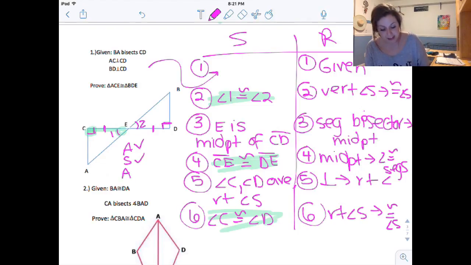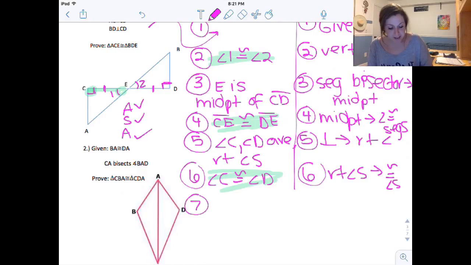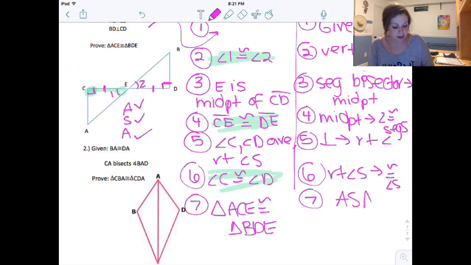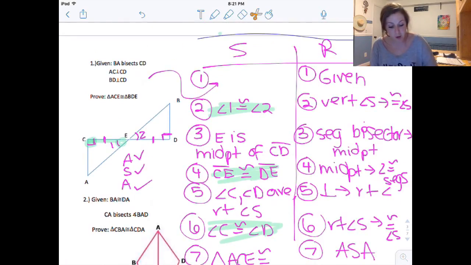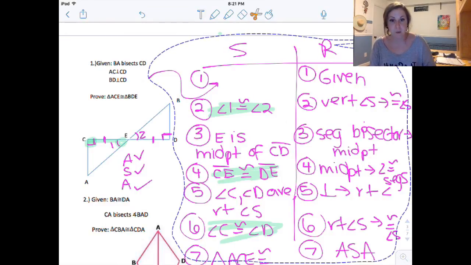So that is that. So now what I can say in my step 7 is my triangles are congruent because all 3 are checked off. ACE is congruent to triangle BDE. And my reason is angle, side, angle. Now I'm always going to ask myself, is there anything else that I need to show? And in this case, there is nothing else I need to show. That's what they wanted me to prove.